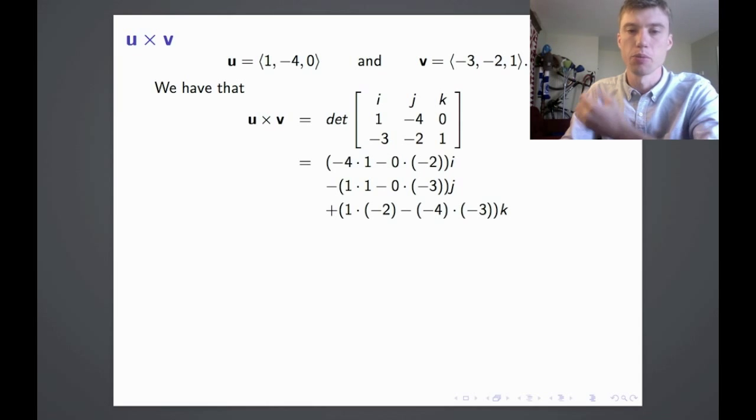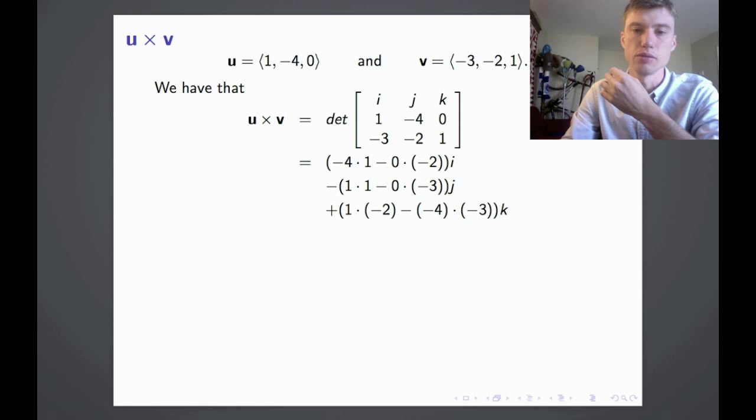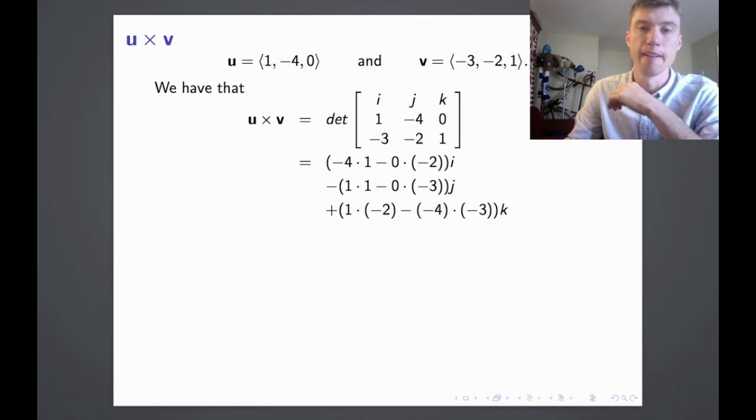So the determinant, we have a formula for taking the determinant, and the determinant will be given by (-4 times 1 minus 0 times -2) times i, and then we have negative j times (1 times 1 minus 0 times -3), plus k times (1 times -2 minus -4 times -3).